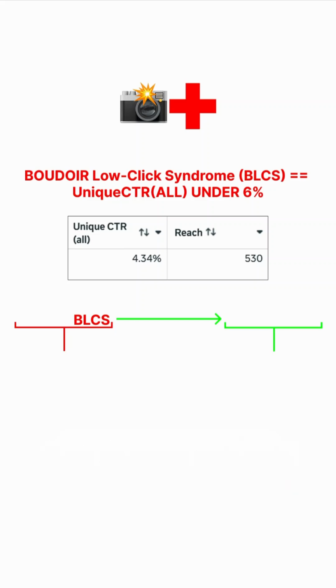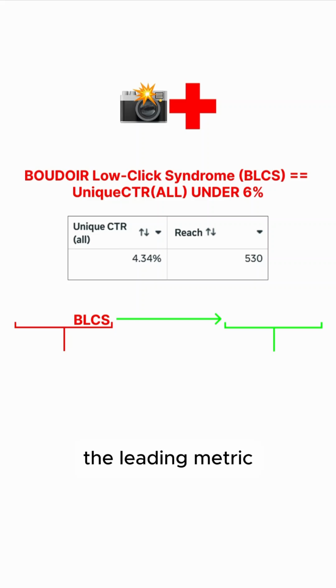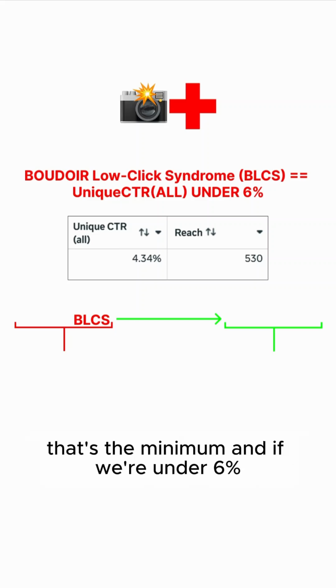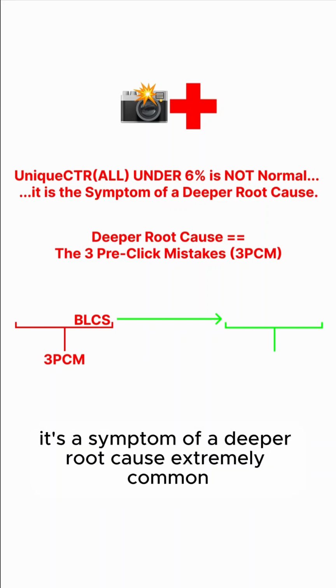The only way they have a chance of buying from us is if our ad enters their brain. So unique CTR is kind of the master metric, the leading metric. We gotta get this up as high as possible. 6% is the floor, that's the minimum. And if we're under 6%, we got a massive problem. That's because unique CTR under 6% is not normal.